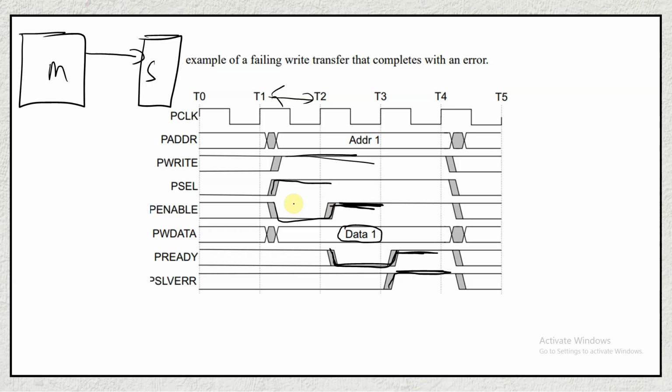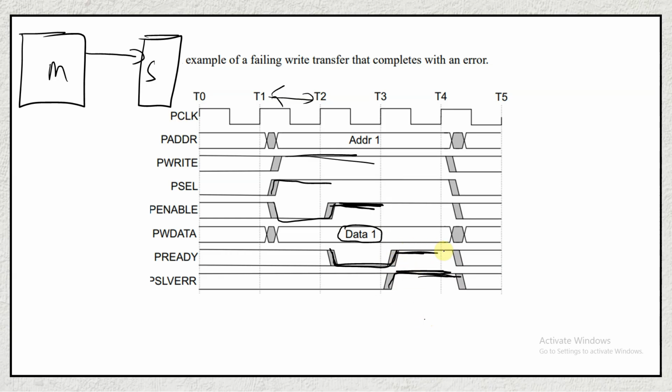What may be the reasons for this PSLVERR? That can be a wrong address, or an address which is pointing to a read-only memory, or it may have selected a wrong slave, or it may be invalid data. So for these reasons, your PSLVERR may be asserted to 1 by your slave, and this PSLVERR should be asserted to 1 along with your PREADY signal.